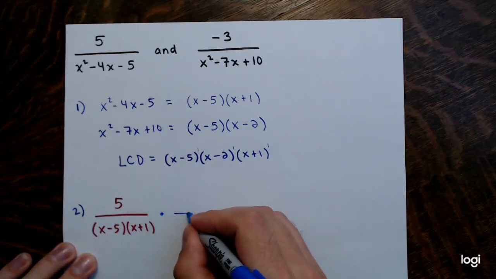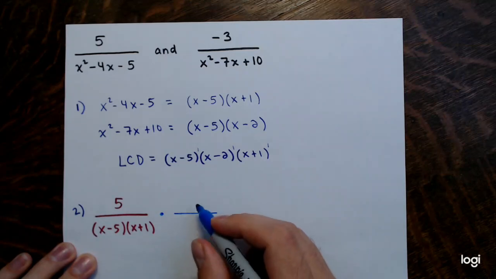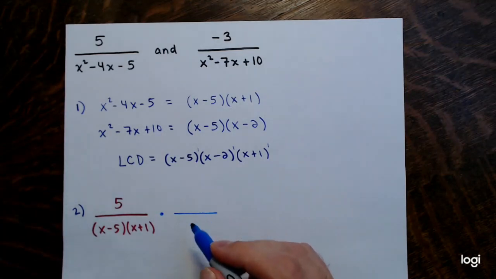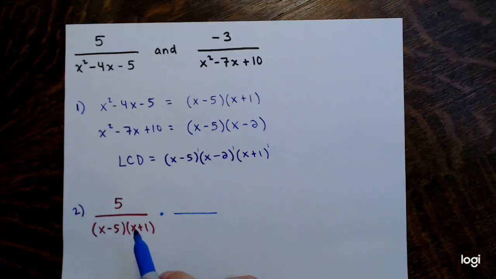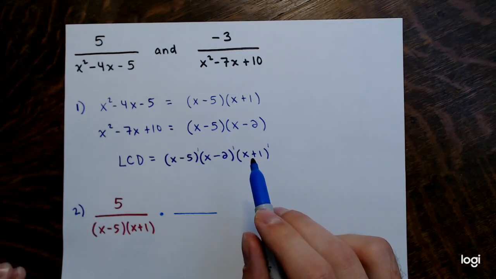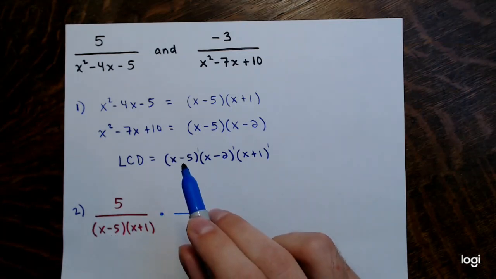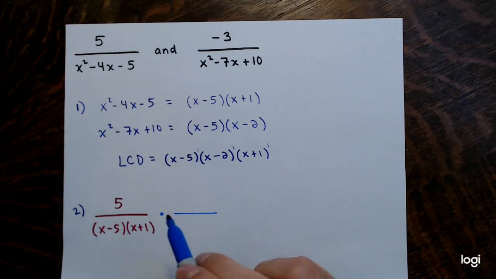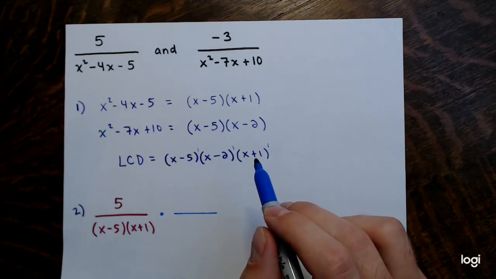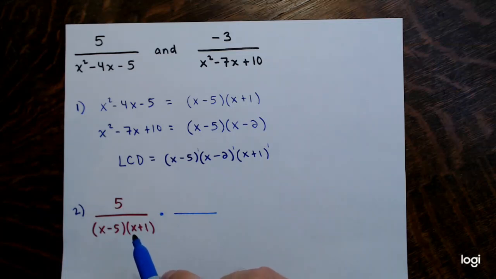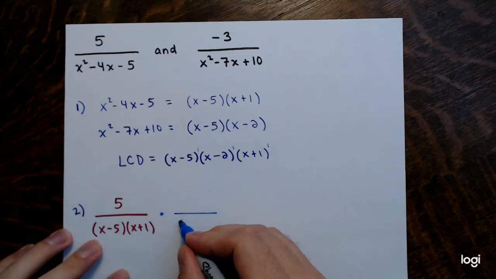Right? So we're going to multiply this fraction by 1. So the same expression in the numerator and denominator. And just look at this denominator and look at the LCD that we're trying to change it into, right? This least common multiple of the denominators. It's got x minus 5, the LCD has x minus 5. It's got x plus 1, the LCD has x plus 1. So the only thing the LCD has that this denominator does not is the factor of x minus 2.